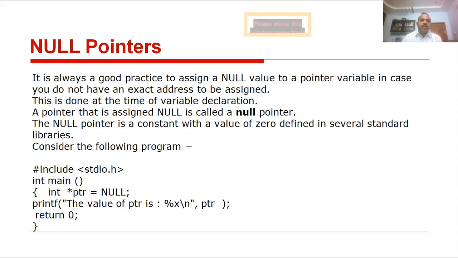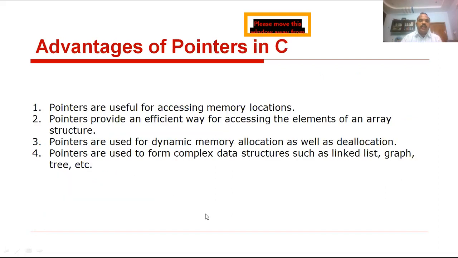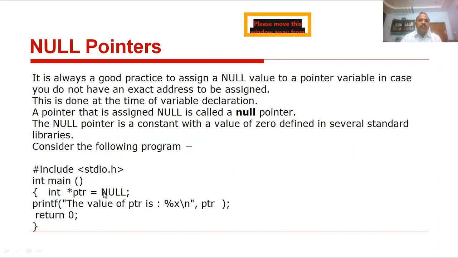Consider the following program. int asterisk ptr equal to null. Here printf, the value of ptr is percentage x, ptr. Clear? The 0 value is displayed. What is null? The ptr value is null, which displays the null value, that is 0. Clear all of you? This is the null pointer.